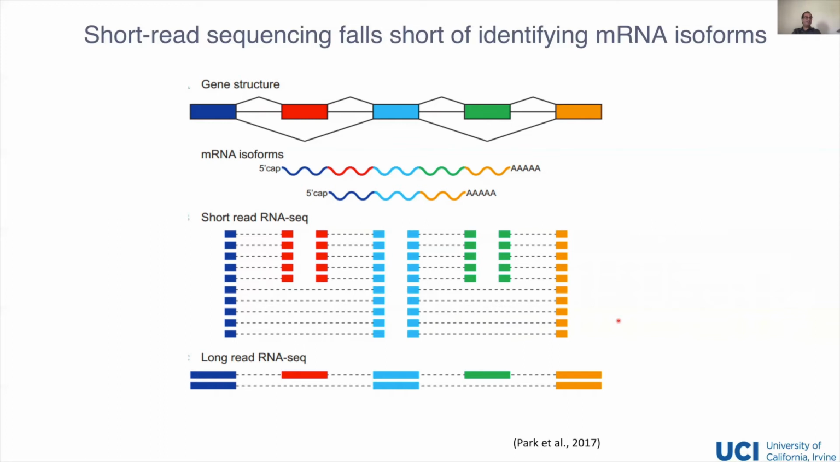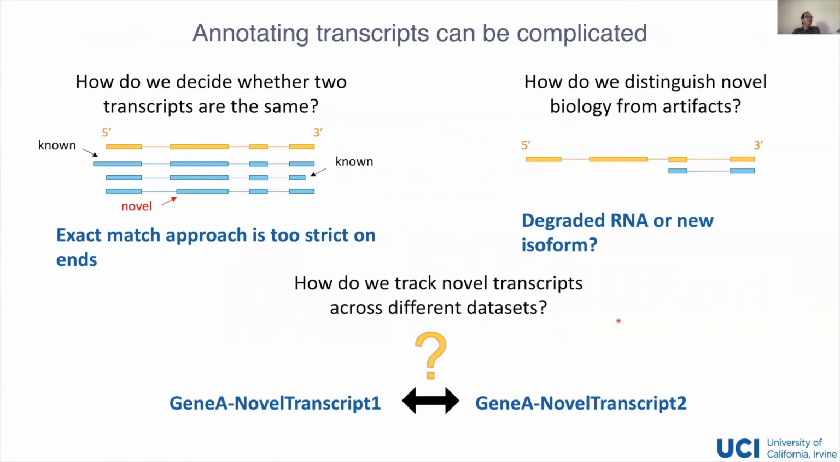However, even with this simple scenario, things can get complicated. We have to make some decisions about when we decide that 2 transcripts are the same or they're novel. And we know that we're going to likely observe artifacts related to, say, RNA degradation or, say, incomplete reverse transcription. And we'll have to make decisions about how do we look at an isoform and decide whether it's really novel and how much do we trust it.